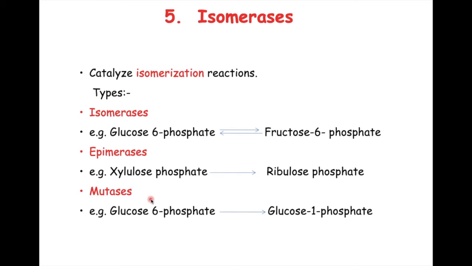Then the third category is the mutases, which bring about a shift in the position of a side group within a molecule. Only the side chain position changes in this. Glucose 6 phosphate is a 6 carbon compound with phosphate on carbon 6, which changes to glucose 1 phosphate. The phosphate moved from the sixth to the first carbon. This is known as a mutational change, and the enzyme involved here is the mutases.